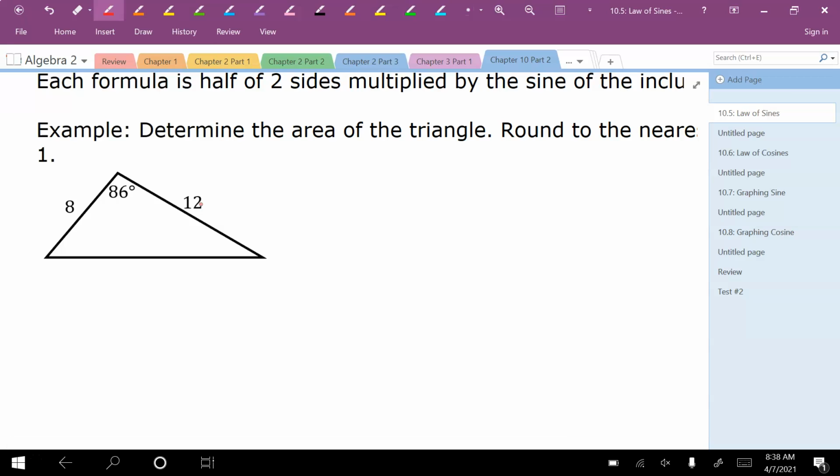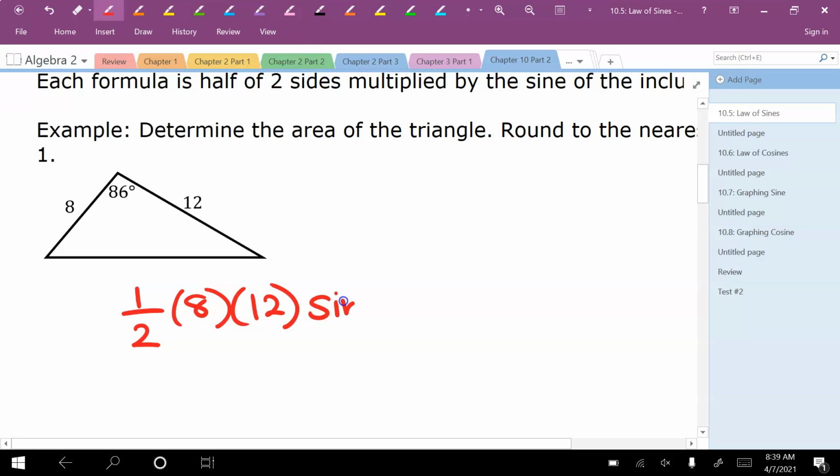Now it doesn't really matter if I do the one for A, B, or C, because it's not labeled here. I could call it A if I wanted to, or B, or C. To set this up, I'm just going to do 1/2 of those two sides, so 8 times 12, and then times the sine of 86. You're going to need a calculator for this, because you're going to have to use that sine button.